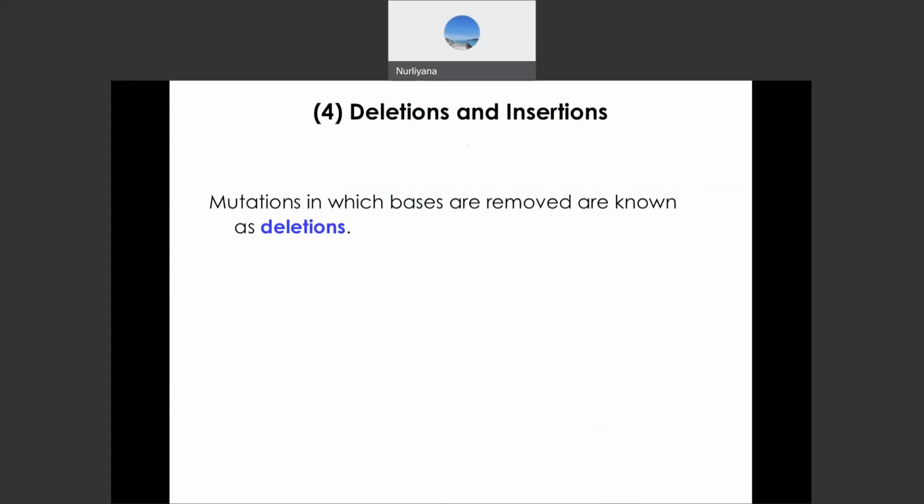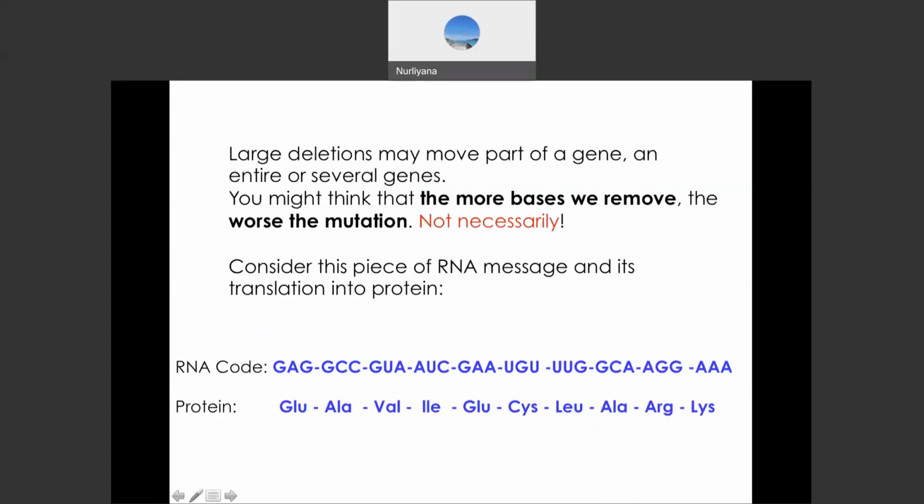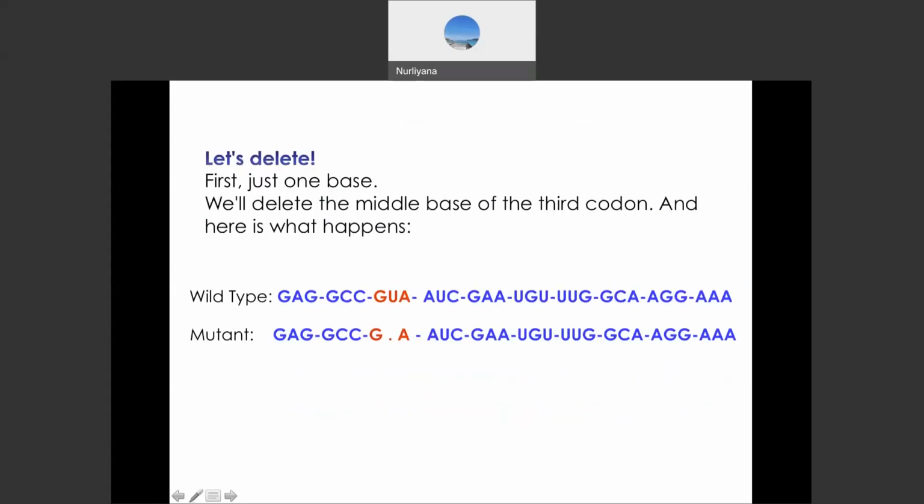The fourth type is the deletions and insertions. So in this case, the DNA alteration involves the removal or the addition of one base or more. If you see here, the wild type means the original DNA sequence, and the mutant has a deletion of specific bases in this GUA codon.